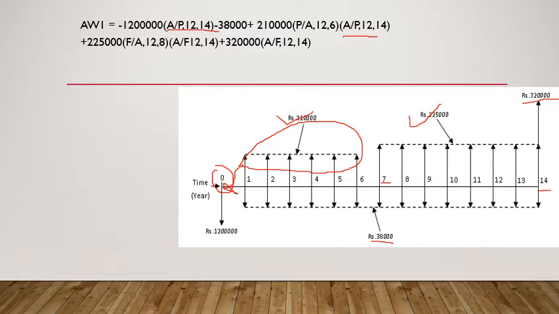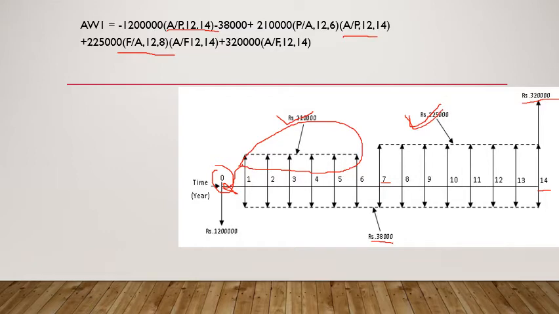So I use the factor F by A comma 12 comma 8 because there are 8 flows, count them, and then A by F comma 12 comma 14. So this 2,25,000 is also done.